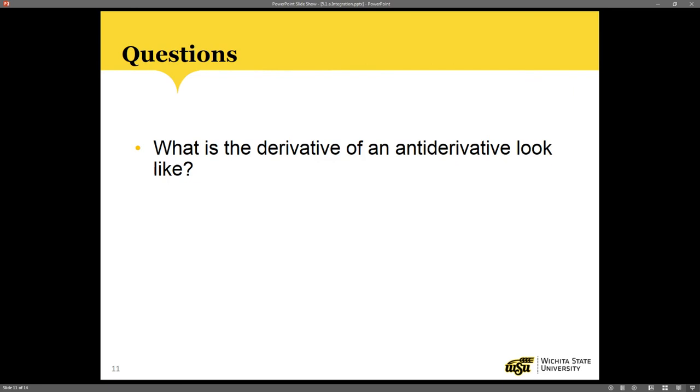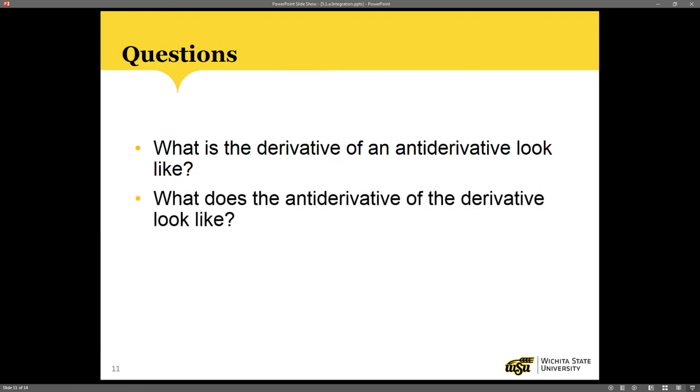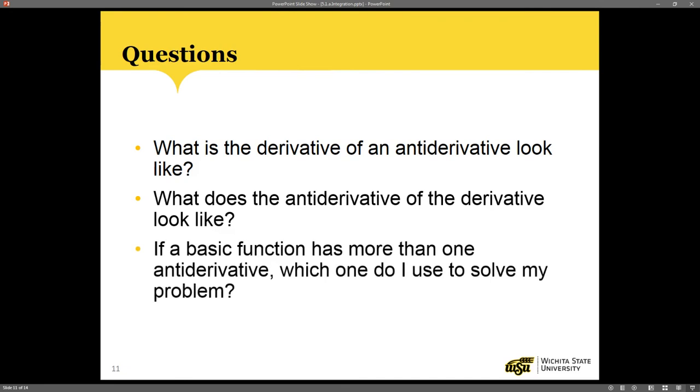All right, so some questions we still have that we want to answer in this chapter, and they basically boil down to, what is the derivative of an antiderivative look like? What if we combine them? What does the antiderivative of a derivative look like? This is going to be an important idea that we're going to look at in this chapter. And finally, if a basic function has more than one antiderivative, which one do I use to solve my problem?